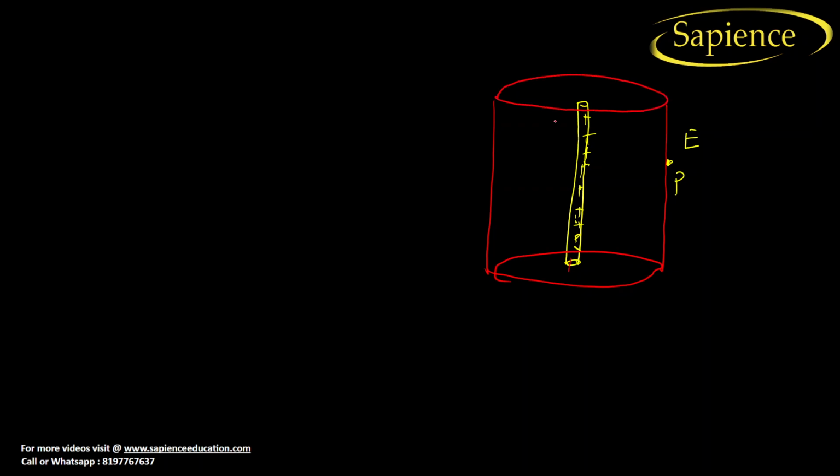So basically what we will do, we will create a closed surface. Can we create a closed surface having a cylindrical shape which will pass through this point P? So let us create a closed surface like this. So this is a closed surface. Got it? Now in the closed surface, we know that we can apply Gauss law.